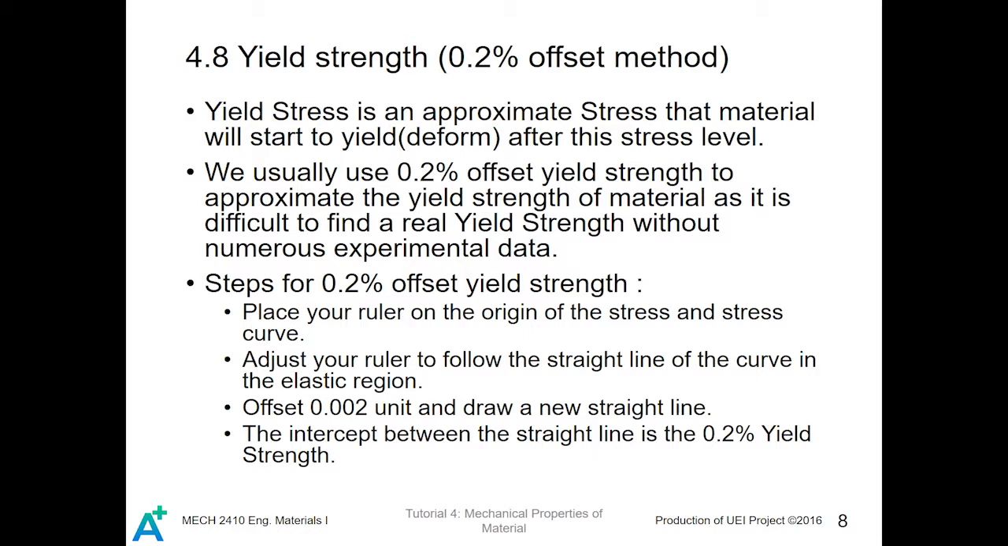Steps for the 0.2% offset yield strength method. First, you place your ruler on the origin of the stress strain curve. Then, you adjust your ruler to follow the straight line of the curve in the elastic region. Then, you offset 0.002 units and draw a new straight line. The intersection between the curve and the 0.002 offset line is the 0.2% yield strength value.